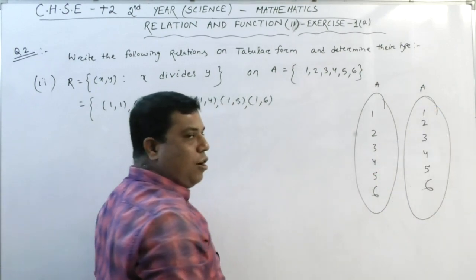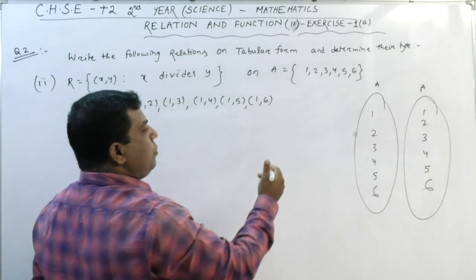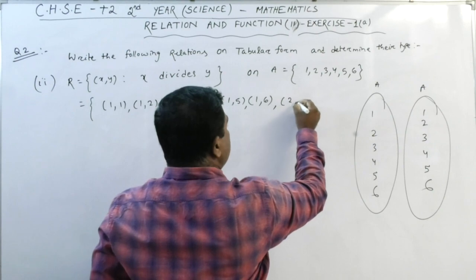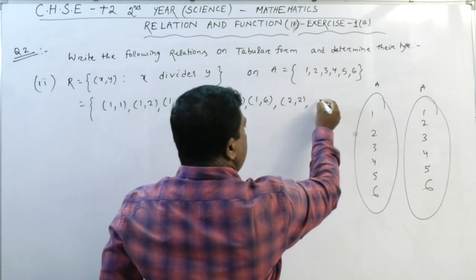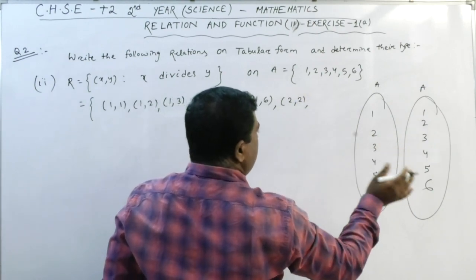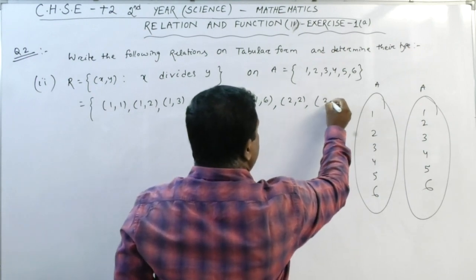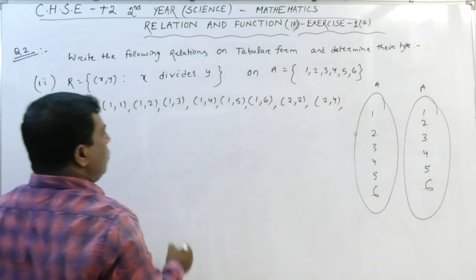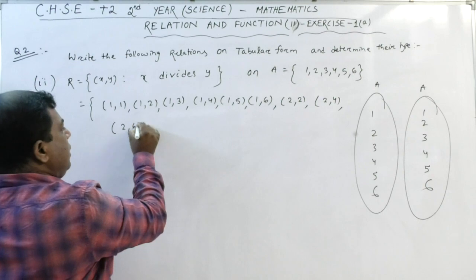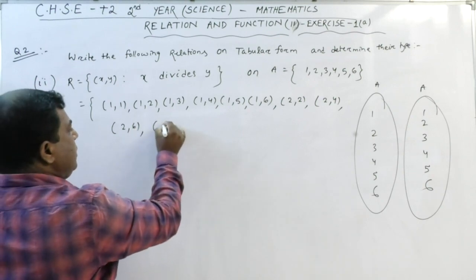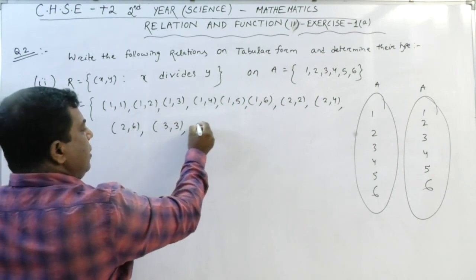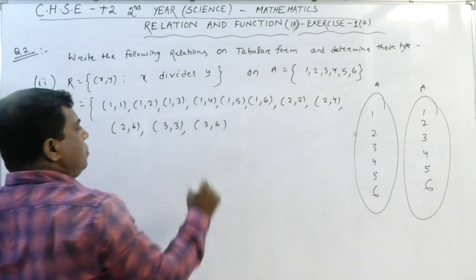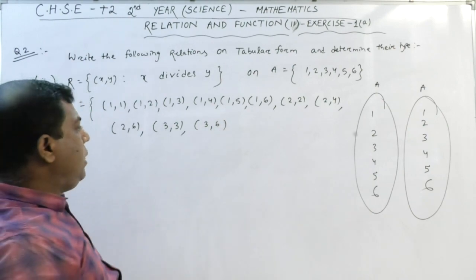Obviously it is not a divisor of 1. So 2 is a divisor of itself. So (2,2) is there. Is (2,3)? No, the ordered pair (2,3) does not belong. Yes, 2 is a divisor of 4. Then (2,5)? No. Then (2,6)? Yes. Then for 3 we can say it is (3,3), and 3 is a divisor of 6 also. So (3,6) is also belonging to that.